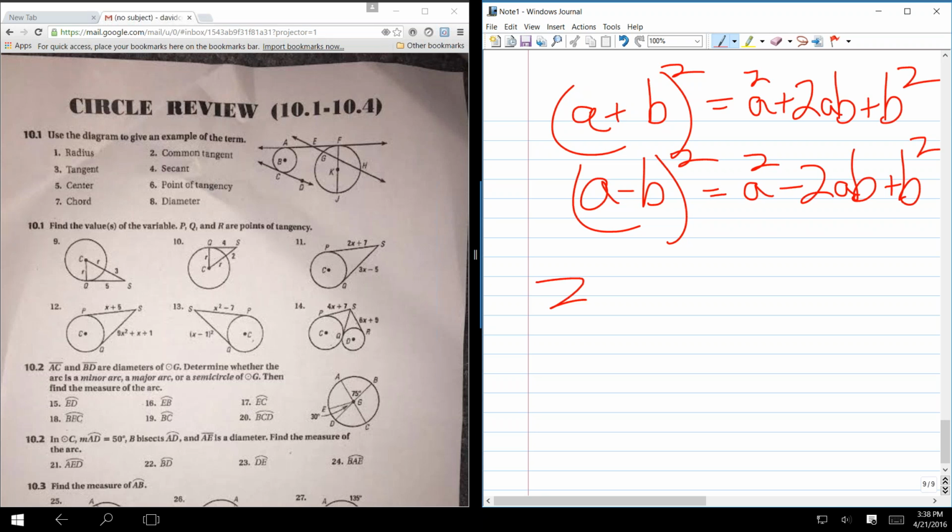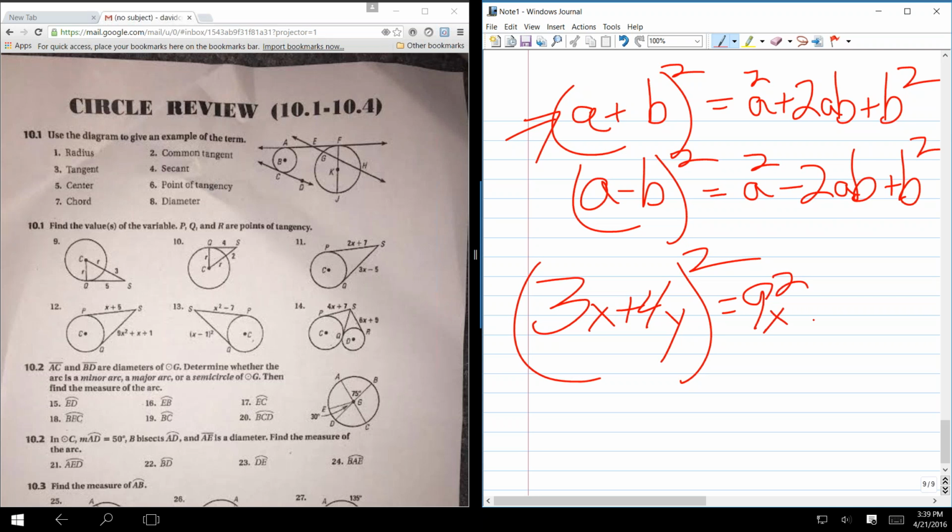Now, if I said, what is 3x plus 4y squared, you don't have to FOIL it. You can use this formula. What would it be? What's A? A is 3x. So what's A squared? 9x squared. What's B? 4y. Okay, now what's 2AB? Because that's what's next.